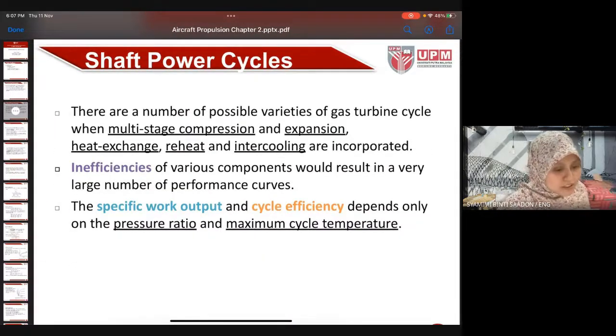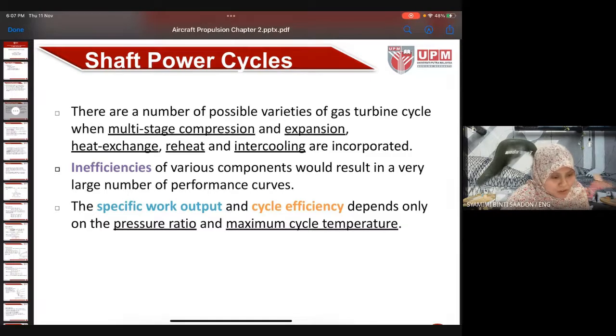First one, the shaft power cycles. There are a number of possible varieties of gas turbine cycle. Like I mentioned just now, we have multi-stage compression with low compression and high compression, expansion with high pressure and low pressure turbines, heat exchange, reheat, and intercooling. There are a number of examples of gas turbines, the basic one and the modified one with an extra heat exchanger.